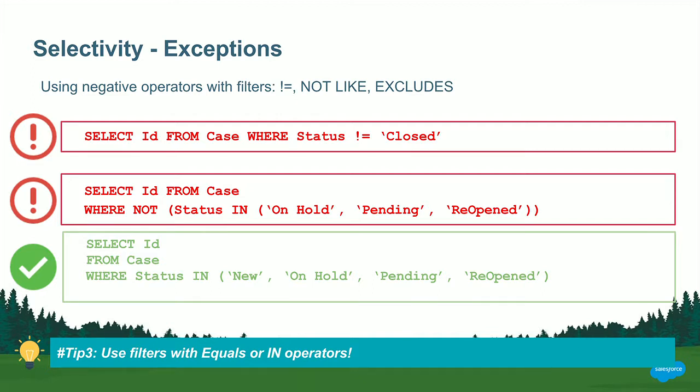So use filters with equals or IN operators. For example, instead of writing a query like get the cases where status is distinct from closed, I can say get the cases where status IN all the statuses distinct from closed. And in the second example, we can use the index from the status field.